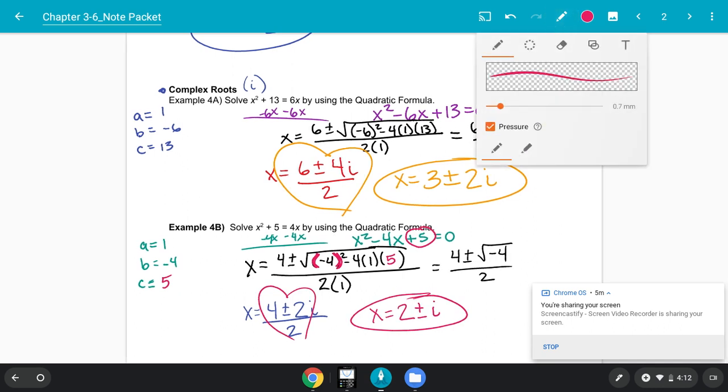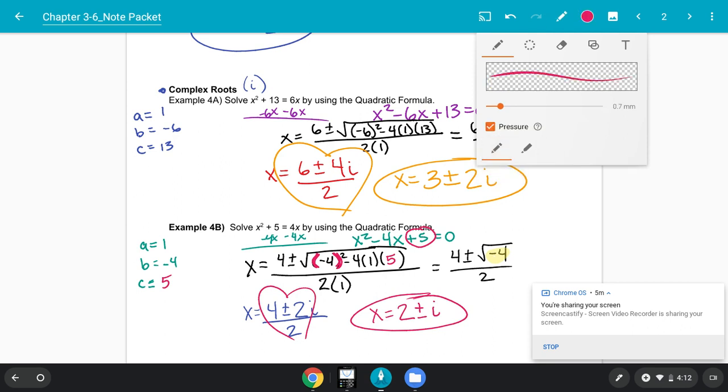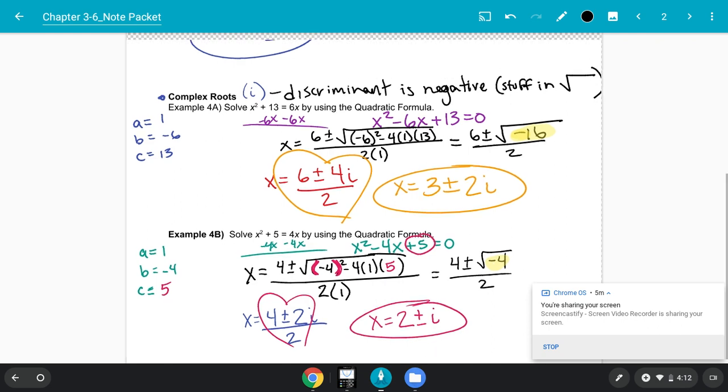And here's what I would just quickly mention: again, this happened because that discriminant was, oh sorry, was negative. So up by this, I would write discriminant is negative. If you're not going to remember what a discriminant is, I would say stuff in the square root. If the stuff in the square root's negative, you're going to end up with i in the solution.